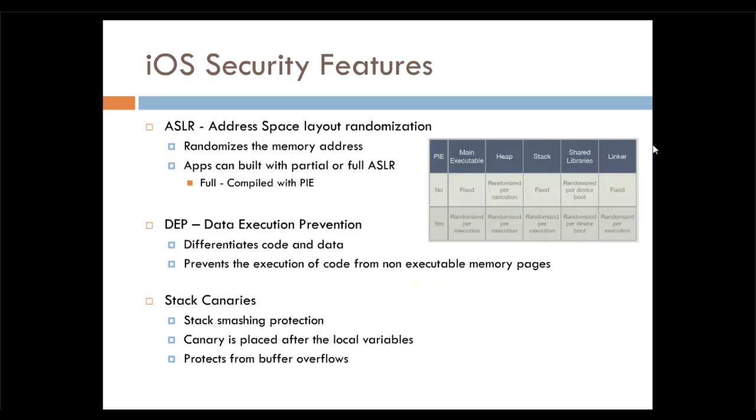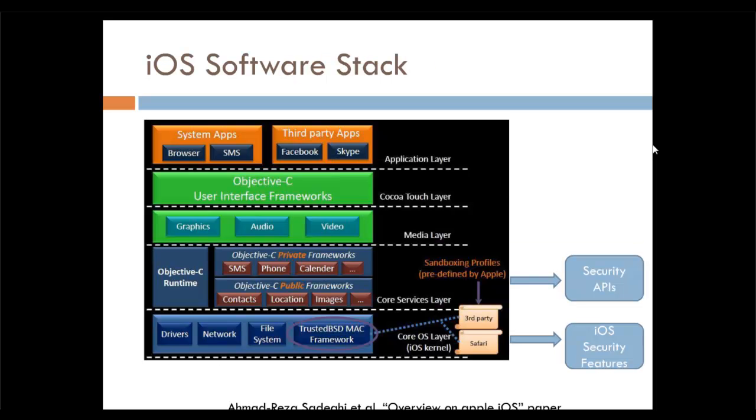Along with those concepts, iOS comes with many other security features like address space layout randomization, which randomizes the memory address of every application, and data execution prevention, and stack canaries, which protect against buffer overflows. So if someone wants to find a jailbreak vulnerability, they have to bypass all these security measures. That is the reason jailbreaks have a lot of value in the market.